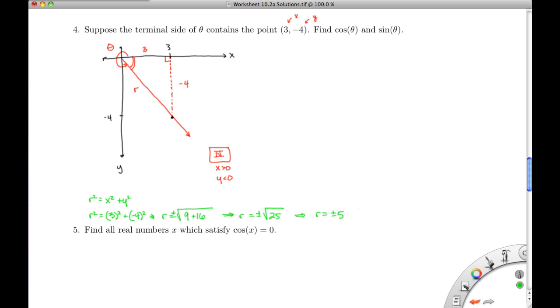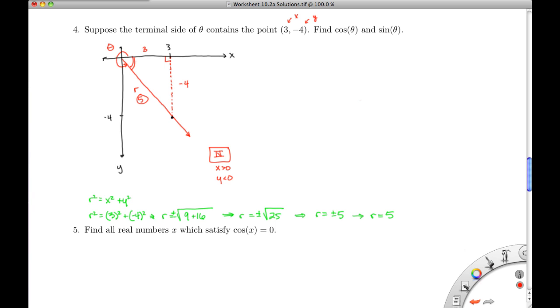Now here's the great thing about r, is that in this course we're only going to be dealing with positive r's, because the direction is always going to be positive. When you get into Calc 2 and you start talking about polar coordinates, you might have to worry about a positive or a negative r, but for this course we'll only use an r that's positive, so we can disregard the negative. All right, so we know that r is 5.